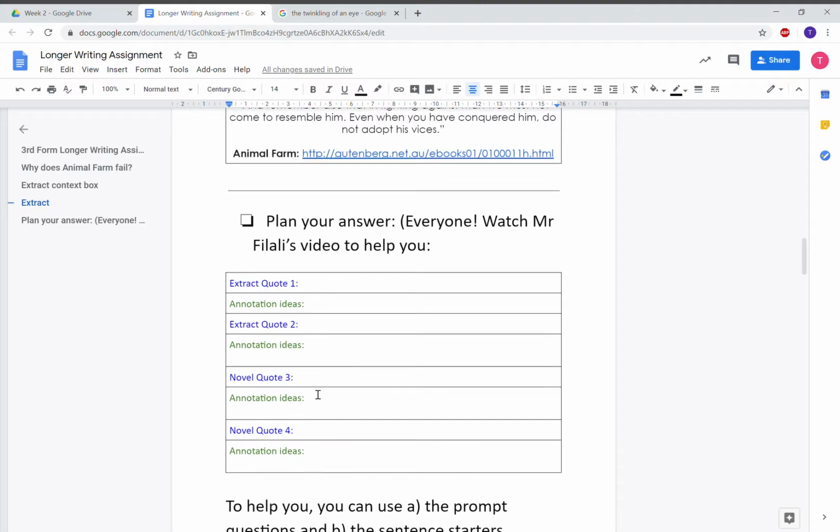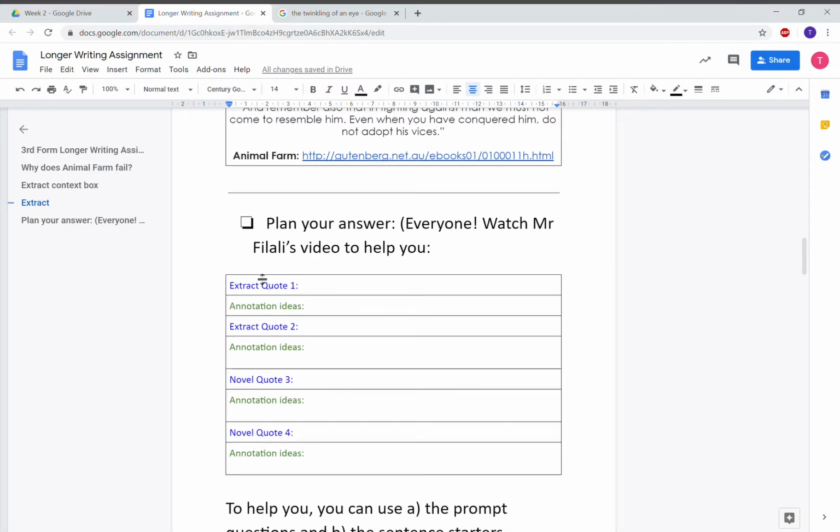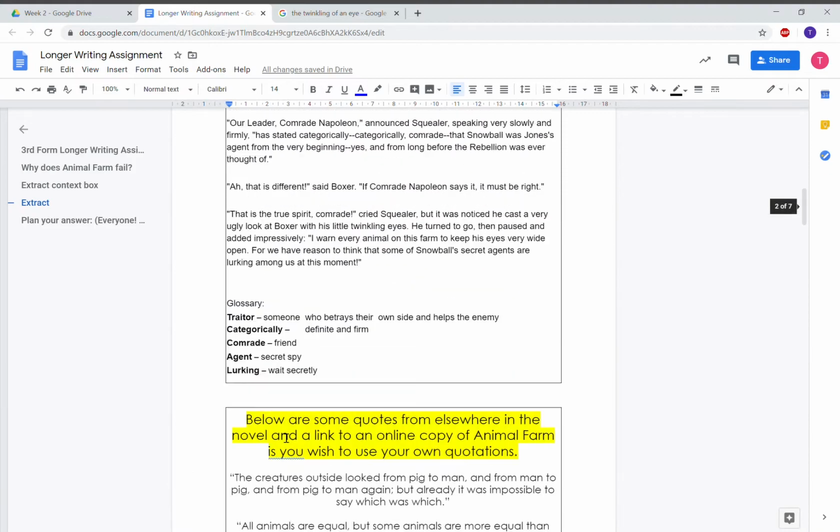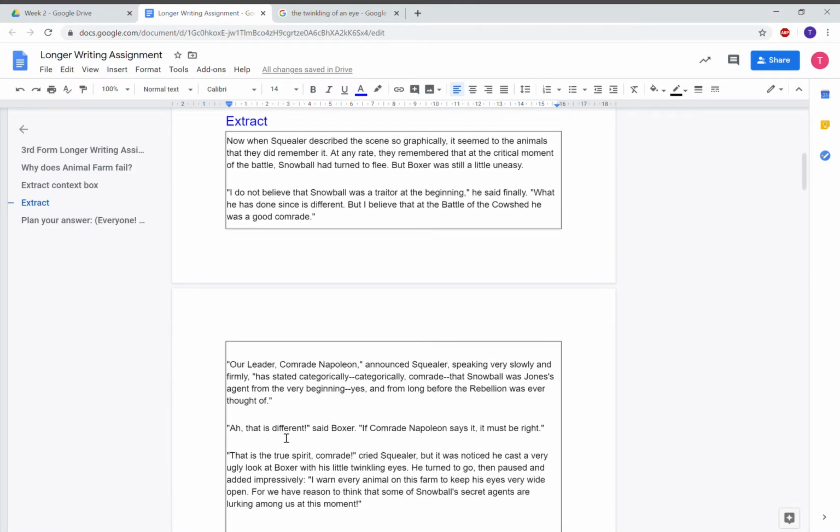than 4 quotations, okay? You'll notice that in your quote plan, the first 2 quote sections in blue say extract quote 1 and extract quote 2. And then it says novel quote 3, novel quote 4. That's because we want you to have at least 2 quotations from the extract. That is just this section here, okay?